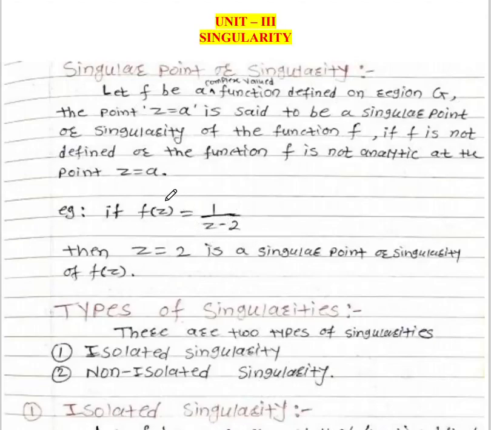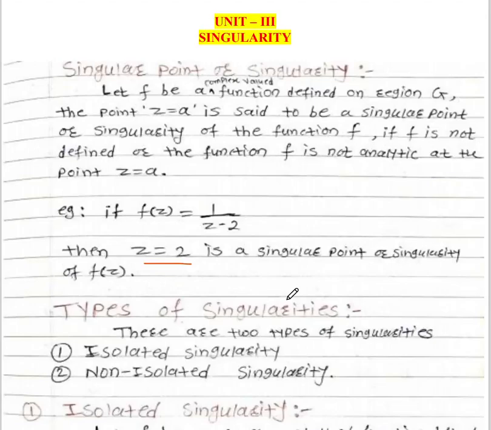Okay. So when will this function become infinity? If we put z equal to 2, this will give 1 upon 0, and 1 upon 0 is an infinity term. Okay, and hence we can say that z equal to 2 is a singular point, or f of z has a singularity. Okay. So z equal to 2 is a singularity of f of z. Okay. So this is the basic definition we have already seen in BSc third year. Okay.